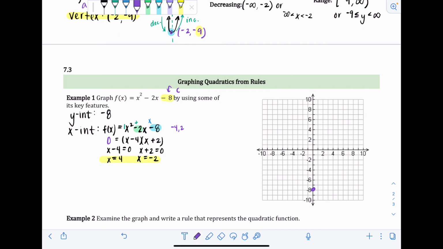I can go ahead and graph those also. I have an x-intercept at 4, so right here, and then I have an x-intercept at -2, so right here. And then now I need to find the vertex.